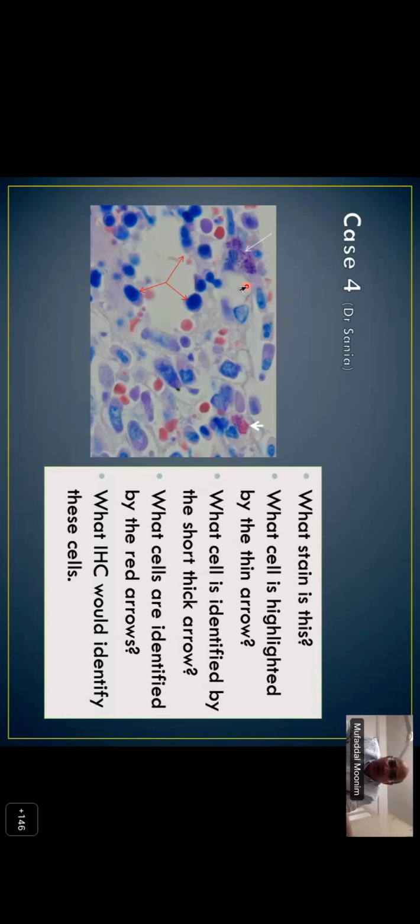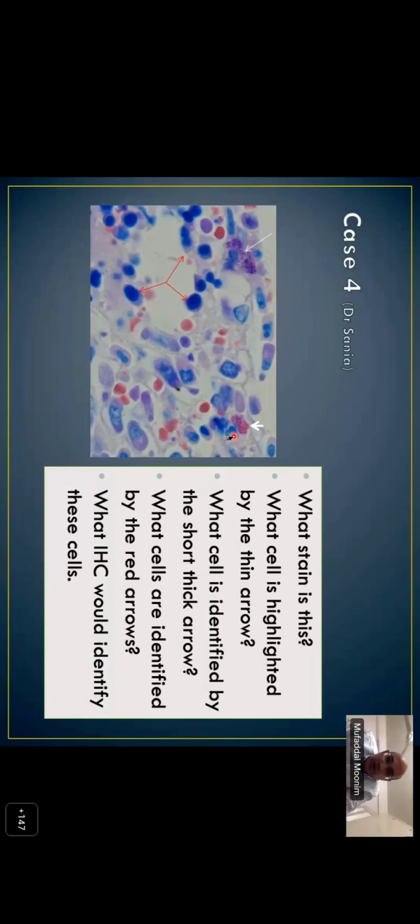But just remember, these cells are not large. It looks large over here, but they're not really large cells. Perhaps if you could move to Dr. Brinda, what cell is identified with a short, thick white arrow? Sir, the cell has abundant cytoplasm with pink to reddish coarse granules and a bilobed nucleus. So the cell is probably the eosinophil. Sorry, that's an eosinophil. Yeah.